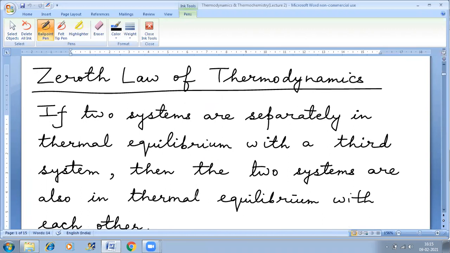Now let's come to zeroth law of thermodynamics. This is the zeroth law. So it says that if there are two systems which are separately in thermal equilibrium with a third system, then the two systems are also in thermal equilibrium with each other. This is the statement of the zeroth law.